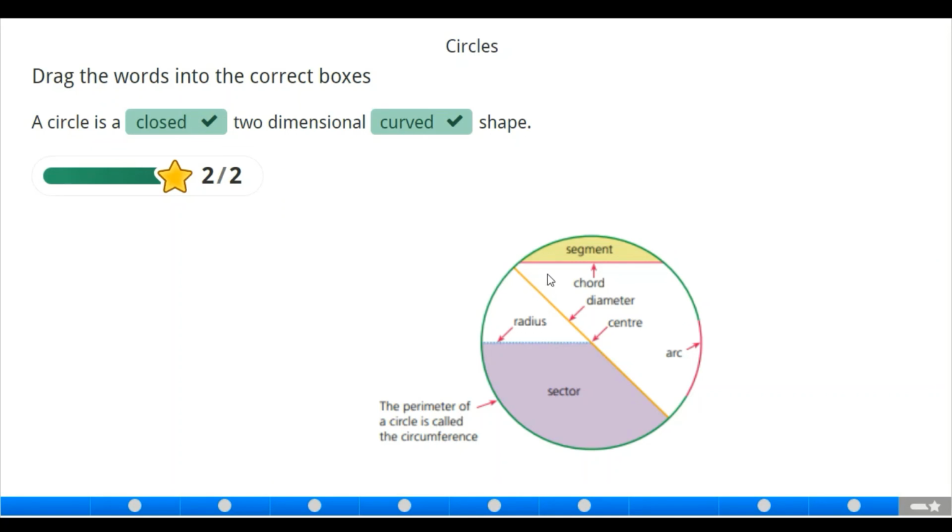Look at this. We divide this circle. This area here we call a segment. We call this a chord, or diameter, or center, and we call this an arc. We call this divided part the radius, and this is a sector. This takes us to the end of our class.